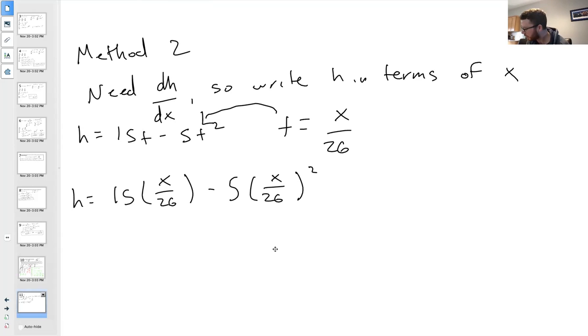Okay, we can simplify this. So h is equal to 15x over 26 minus, if I put the square in here, it'll be x squared, and 26 squared is 676. So we will get negative 5x squared over 676.